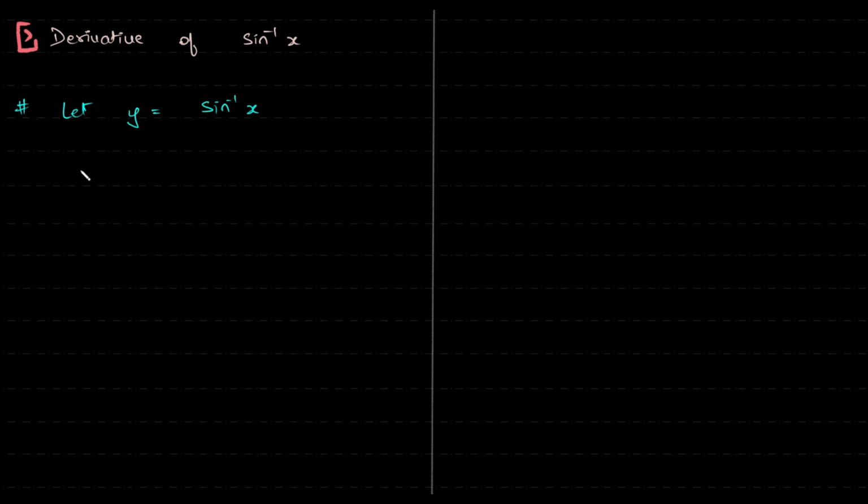So what I can do is, taking sine on both ends, this will be sine y, sine of sine inverse of x. So we'll end up with sine y. Function and its inverse will give us back the input value. So this is equal to x, right? So now we have to find the derivative of this.